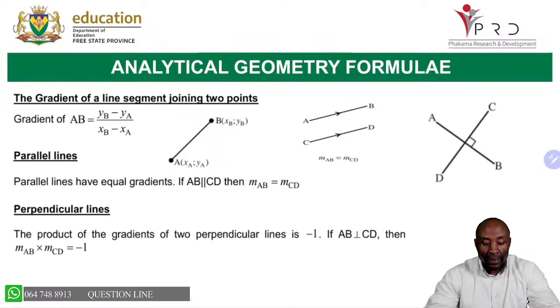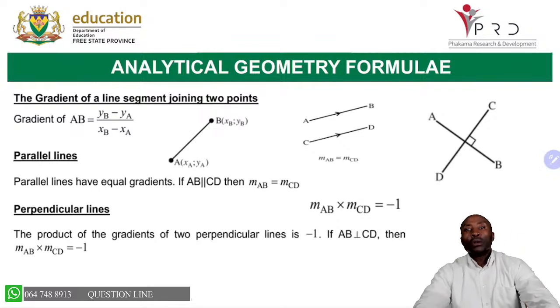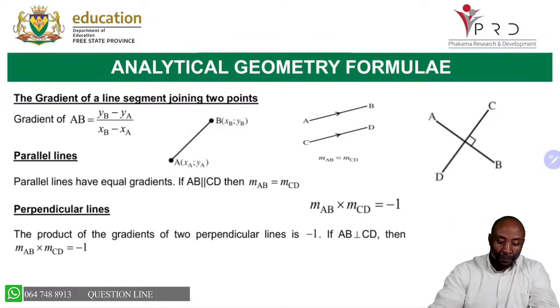For perpendicular lines, the product of the gradients will give us -1, and sometimes we have to prove that the angle is 90 degrees. We have to prove that when you multiply the gradients, we get -1. Then we can conclude that the two lines are perpendicular. Therefore, the angle between them will be 90 degrees.